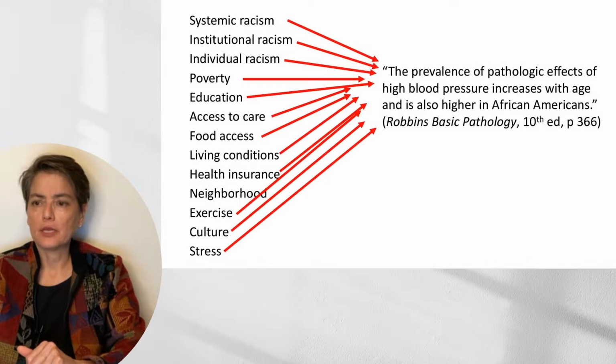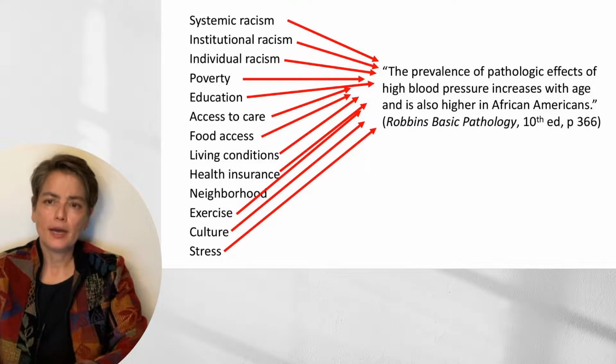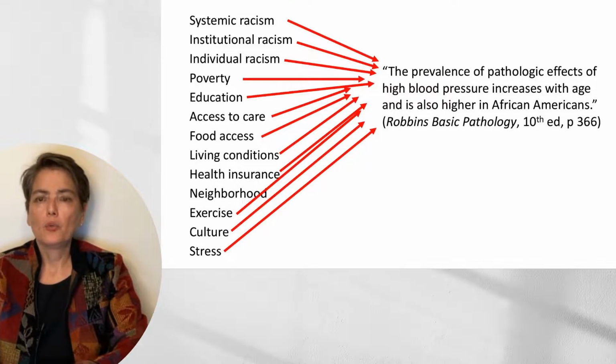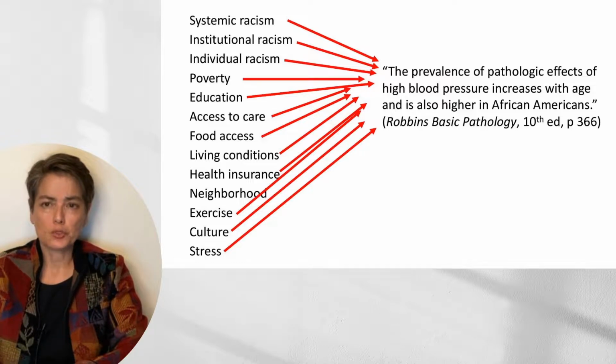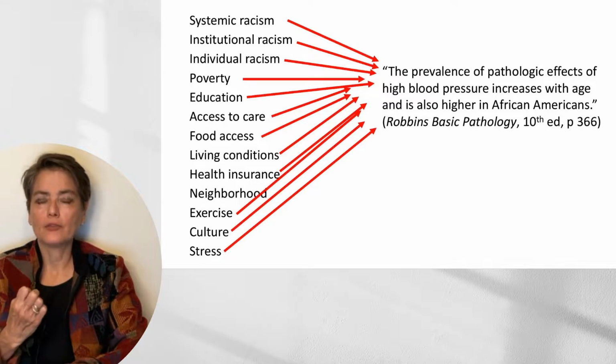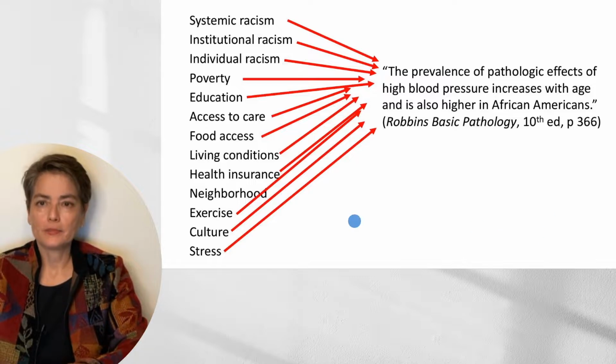And then if we look at something such as hypertension, this is a statement from the 10th edition of Robbins Basic Pathology, which has been changed in the revised edition. We would say that all of these factors contribute to the pathologic effects of hypertension in African Americans. There is no slavery gene. There's been some talk that there was a genetic or selective pressure for individuals who survived the Middle Passage to be able to retain salt and water, and this is what leads to hypertension. That is incorrect. It's all of these things that are creating this hypertension in African Americans.